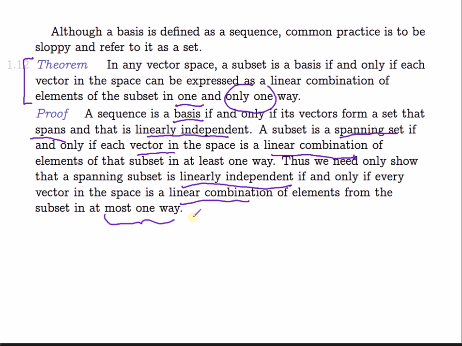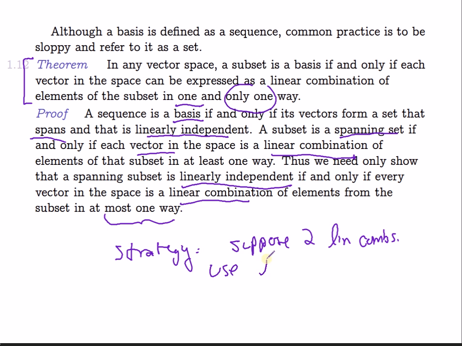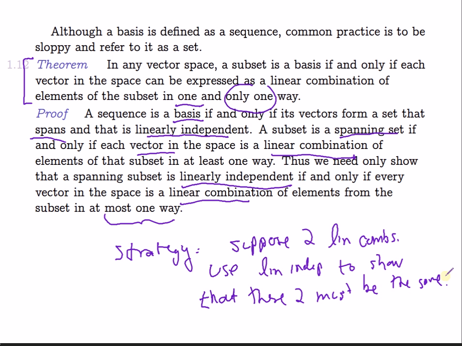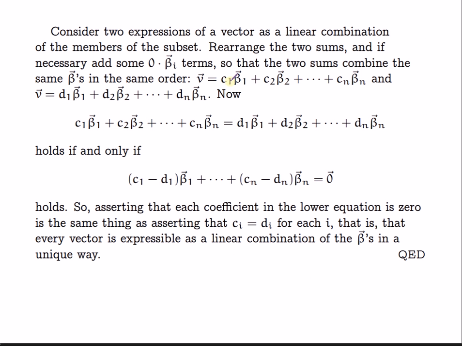Now, what's the strategy going to be here? Basically, the strategy is, well, suppose there are two ways. Suppose there are two linear combinations. And then we'll use linear independence to show that these two linear combinations must be the same. So, again, we take a vector in the space, write it in two ways as a linear combination, and then we'll use linear independence of the basis to show that, in fact, these two linear combinations must be identical. Okay, so let's go ahead with that program.